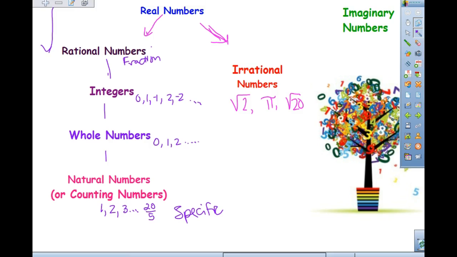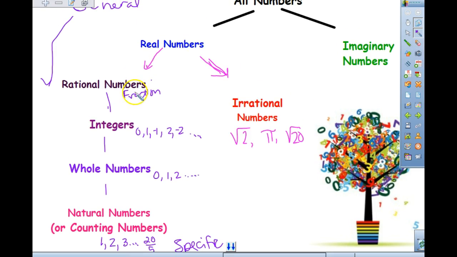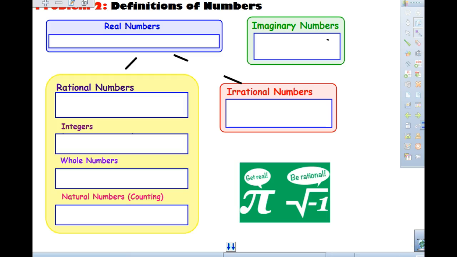And those are considered, when we look at those, the real numbers, okay? The other category in our real numbers is our irrational. All real numbers can be graphed on a number line. There is a point for every real number and every irrational number on our number line, okay? So, the definitions. You turn to that next page.